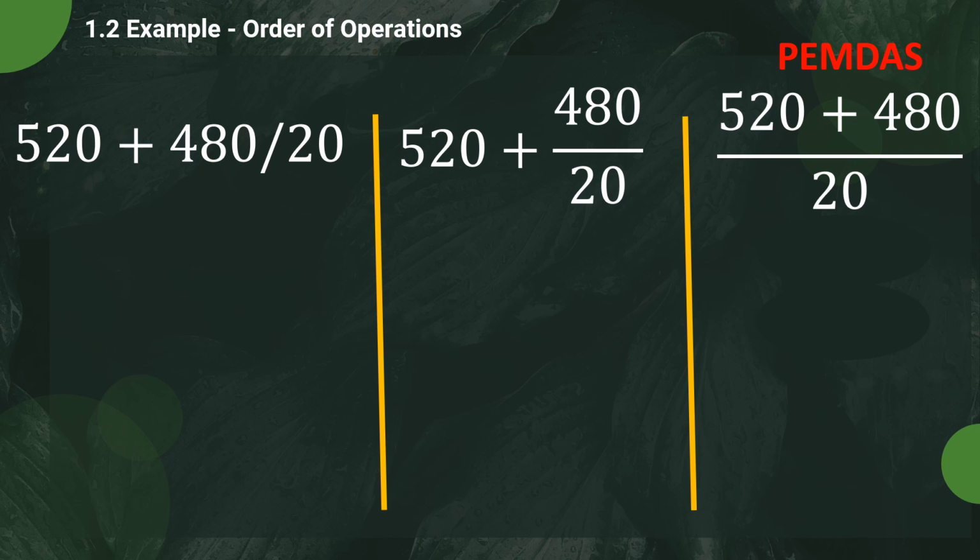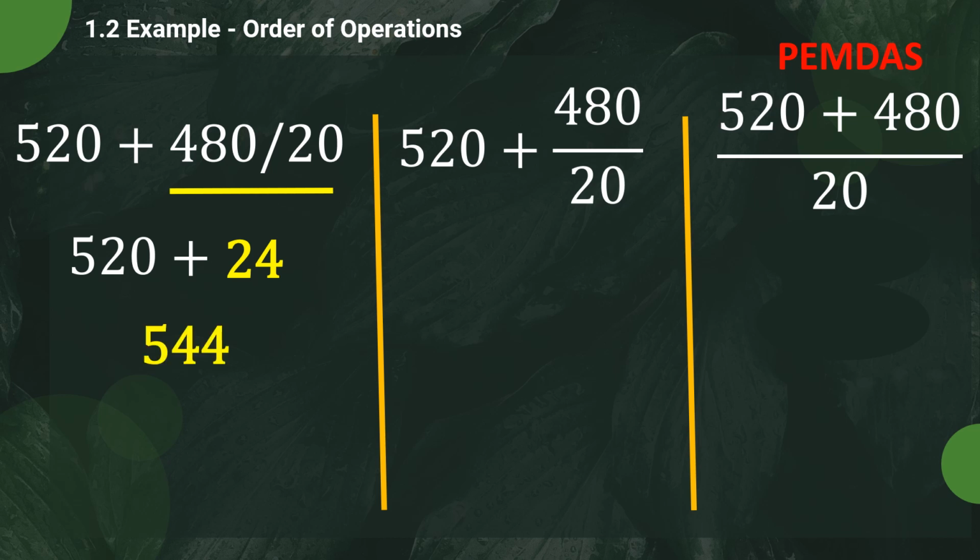All right, so in this first problem, we're going to take a look at our order of operations. There are no parentheses, there are no exponents. Multiplication, division, we do have that. So here's multiplication, division, and it's a division, so we're going to go ahead and divide. 480 divided by 20 is 24. So then we're going to have 520 plus 24, and that becomes 544. Okay, so that's my final answer.